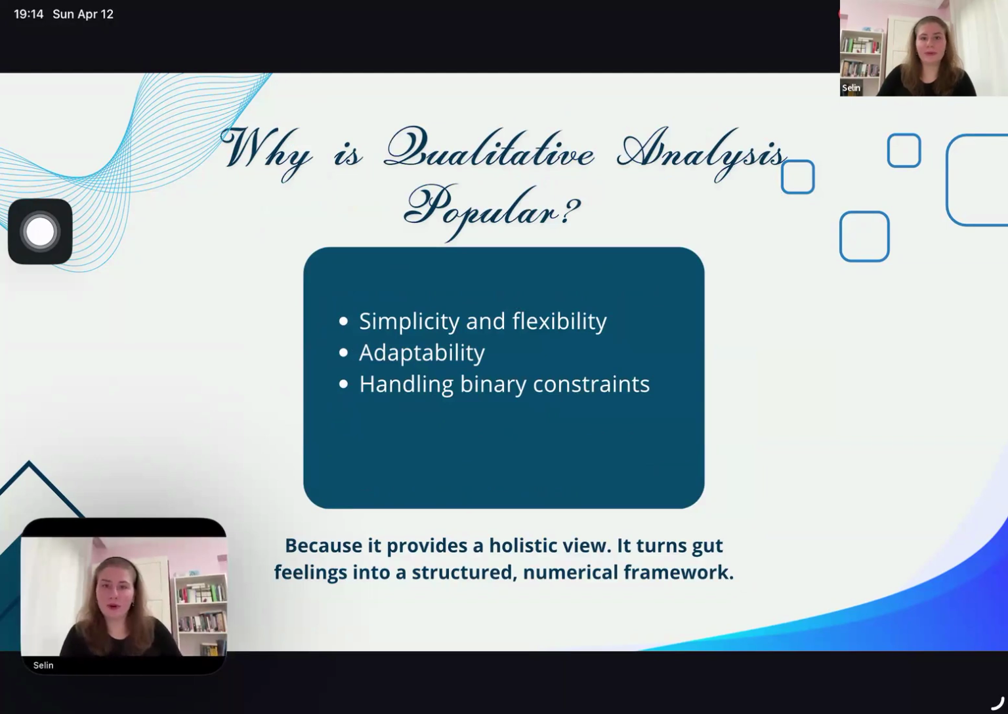Why is it so popular? Because it's simple, flexible, adaptable, and you are going to see this later in the case study that we are going to solve, but it's really great at handling binary constraints, which means that it's great at eliminating the factors that aren't really important, I guess, in a way. And this analysis provides a holistic view. It turns your gut feelings into a structured numerical framework.